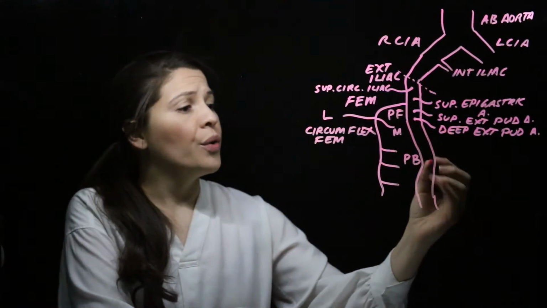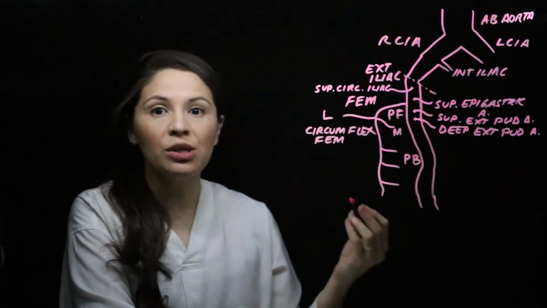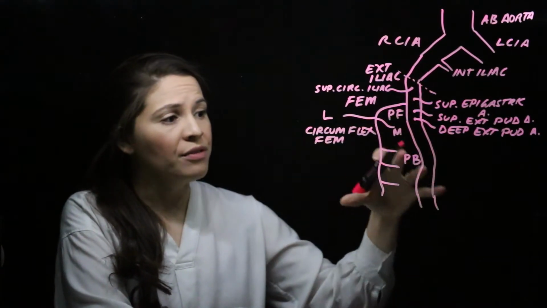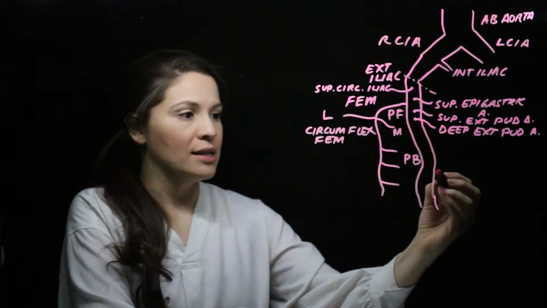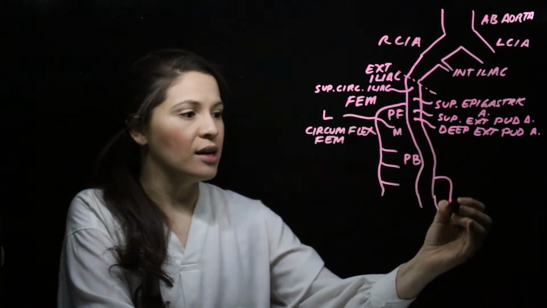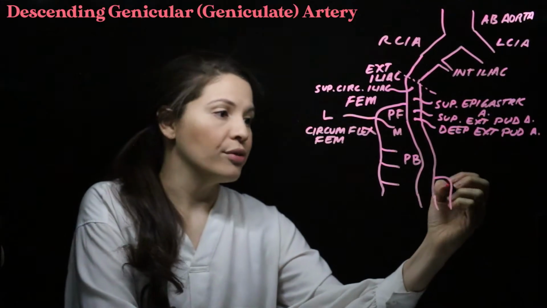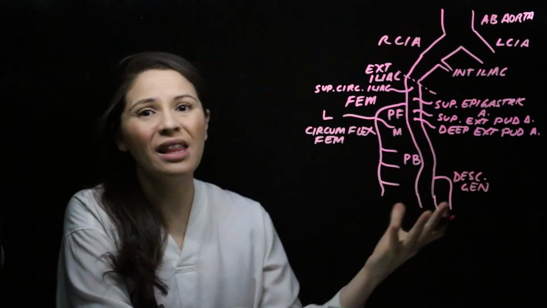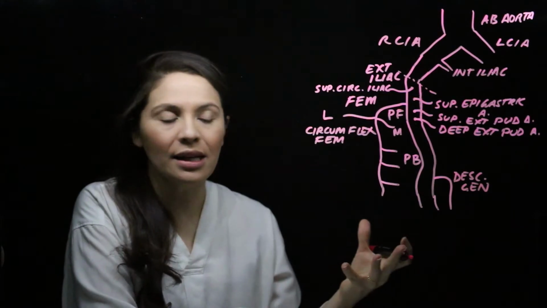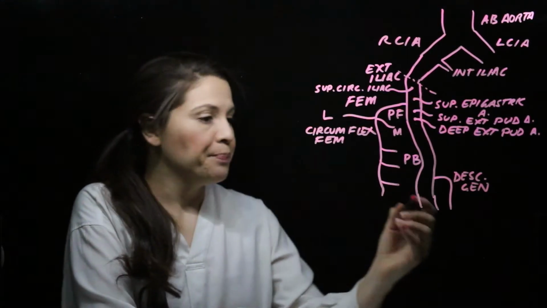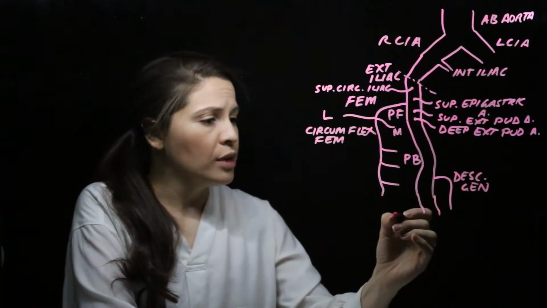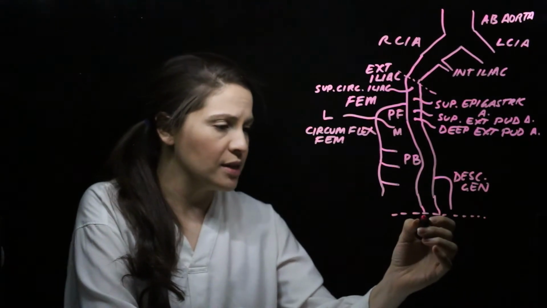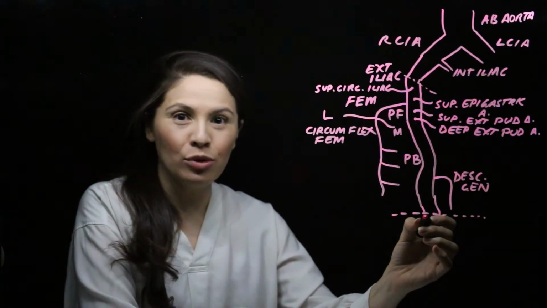Okay, so the 6th major branch that comes off the femoral artery is going to branch off as it descends towards the knee. So this is the descending genicular or descending geniculate artery. Okay, and that's going to then anastomose with other genicular arteries around the knee. So then as the femoral enters into the popliteal fossa, so now in the posterior aspect of the knee, then the artery's name will change into popliteal.